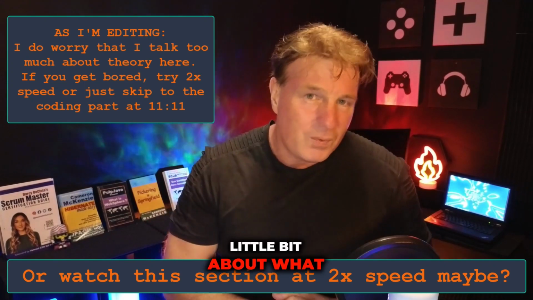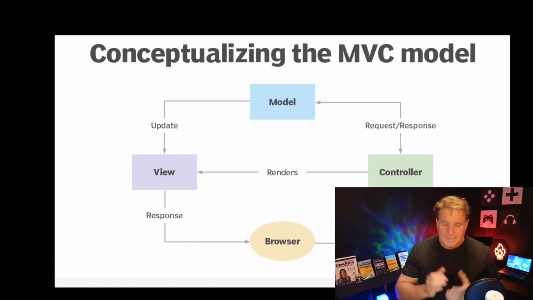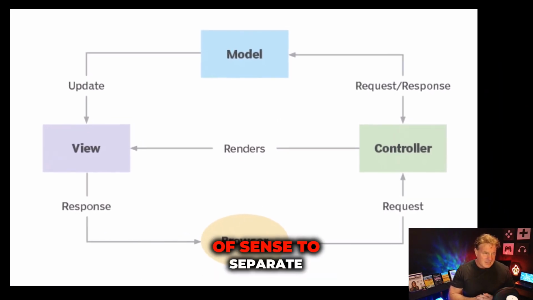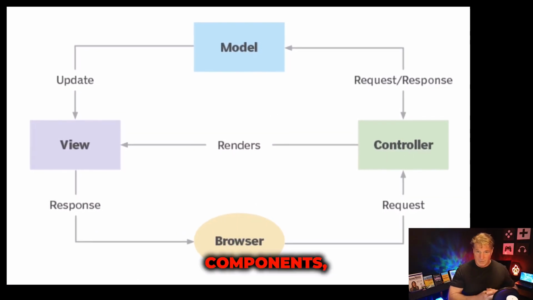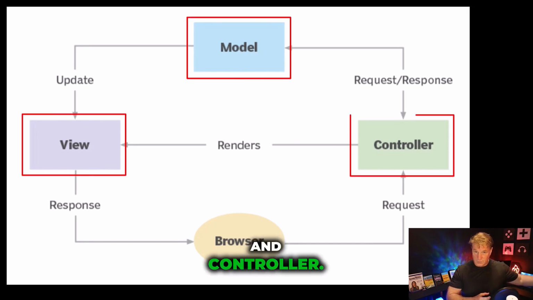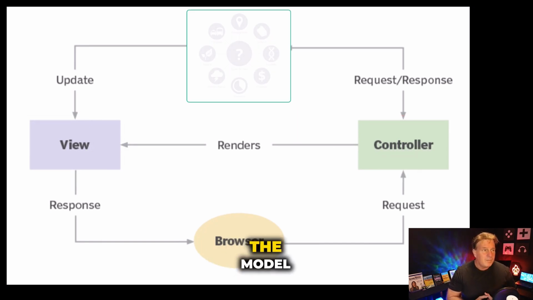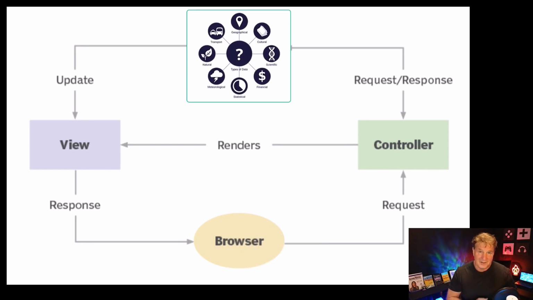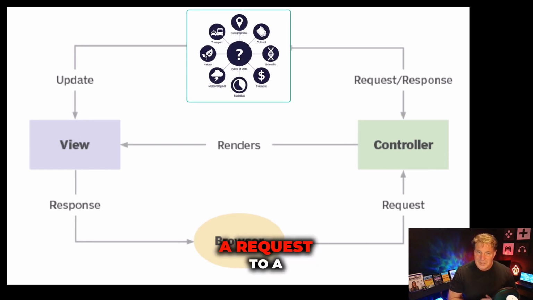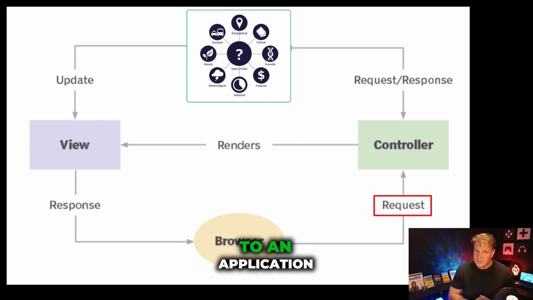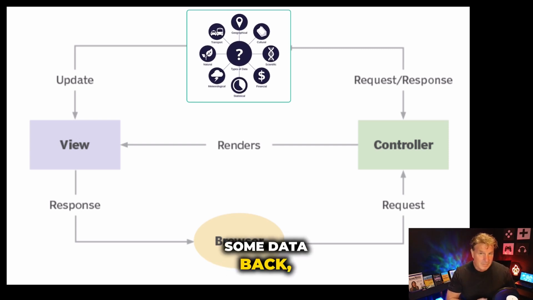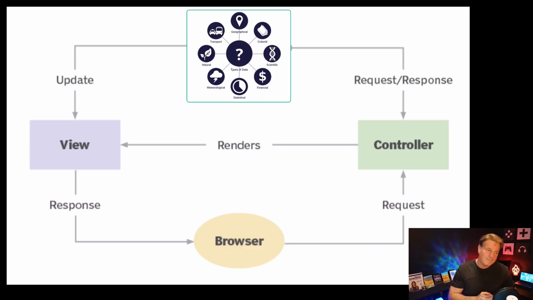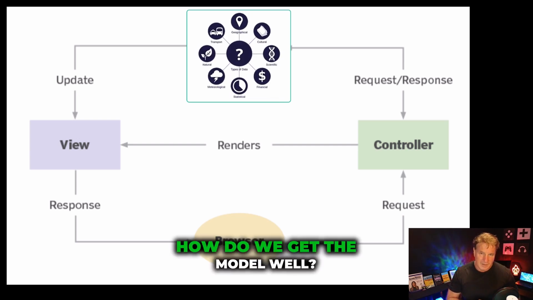But let's talk a little bit about what MVC is to begin with. MVC says that when you're building an application, it makes a lot of sense to separate it into three components: model, view, and controller. Now, the idea is the model represents the data that the client is after, right? A client never makes a request to a server or a request to an application without wanting some data back. So the data that they want is the model. Okay. Now, how do we get the model?